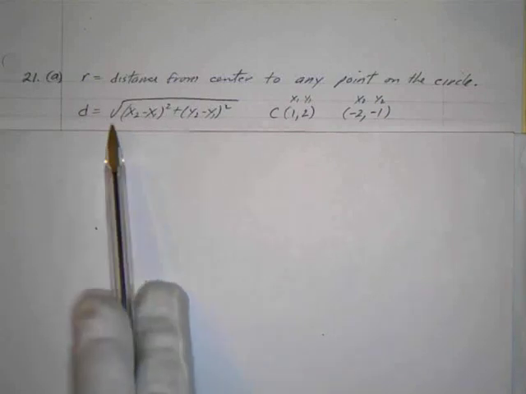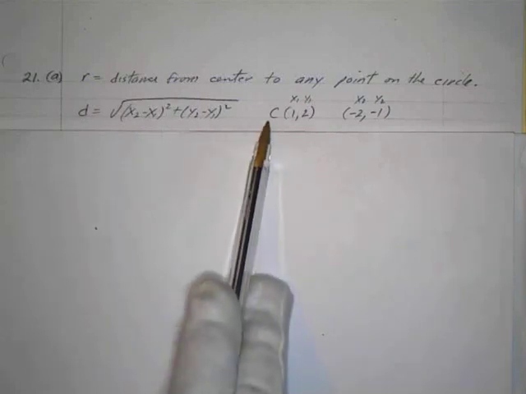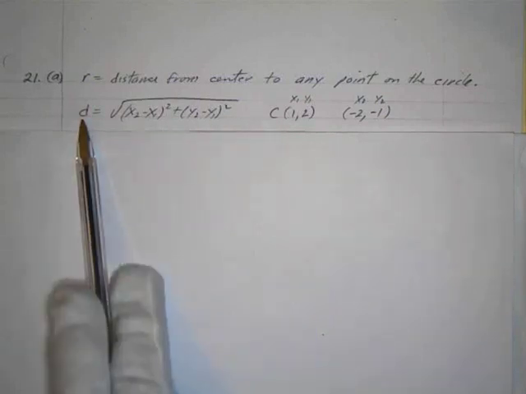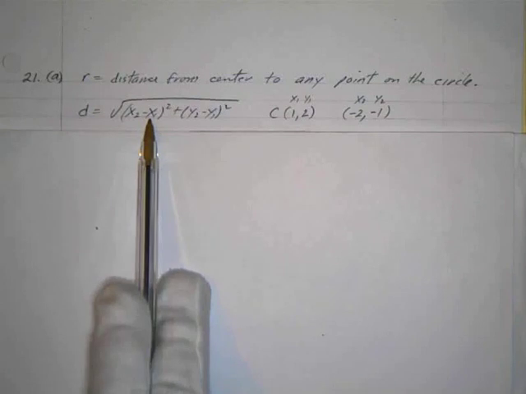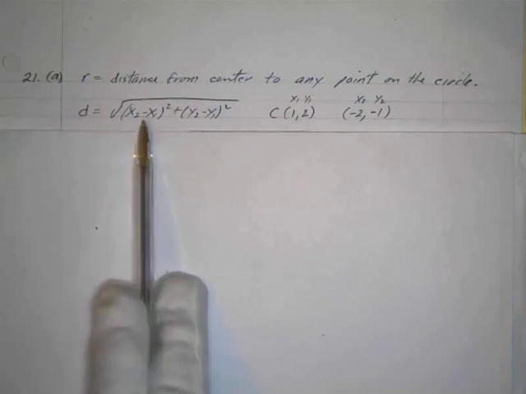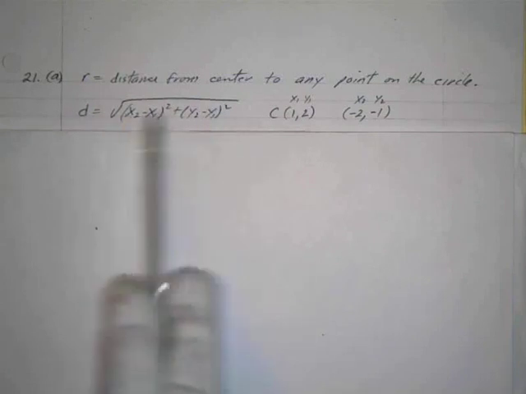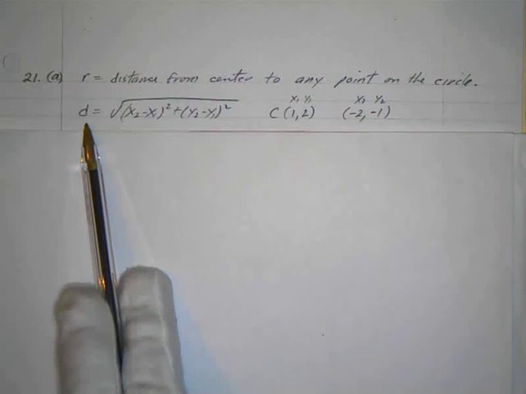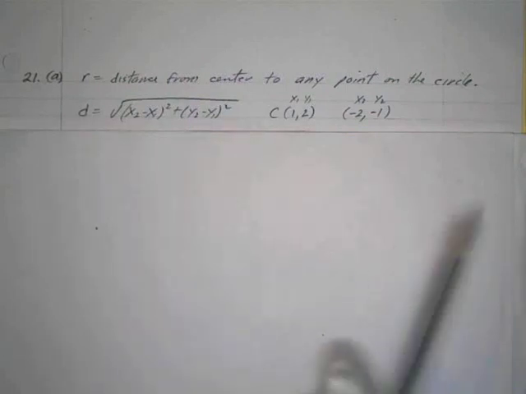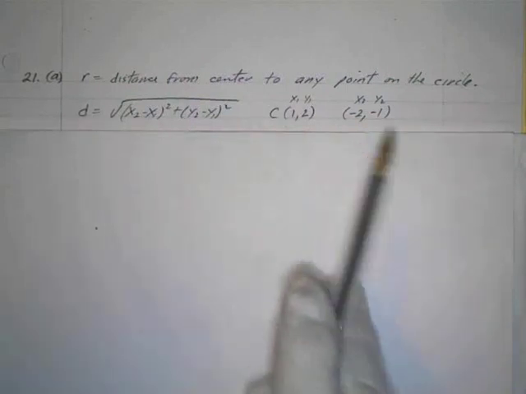Now remember, this is just derived off the Pythagorean theorem. In other words, if you squared both sides, this would be d squared equals delta x squared plus delta y squared. These would be the sides of your right triangle, and that would be the hypotenuse. So that's how you actually find the distance between 2 points. We just substitute this in to find the radius.